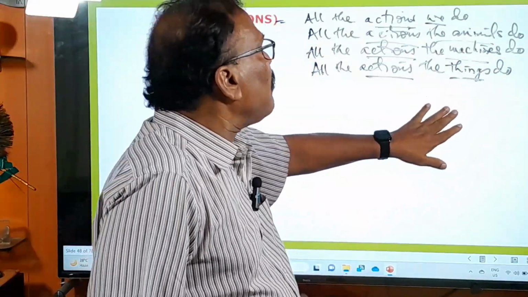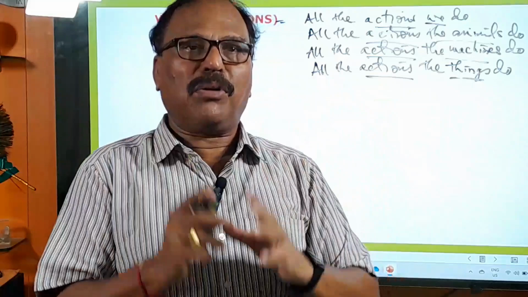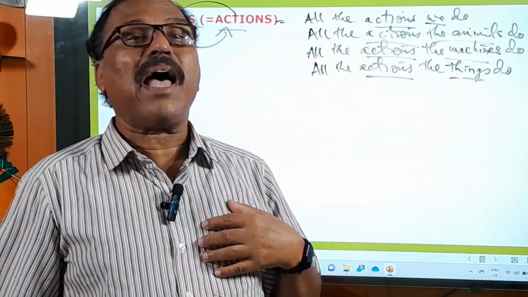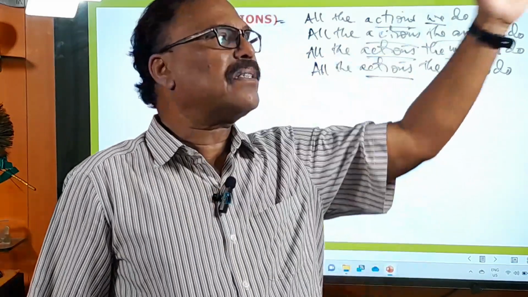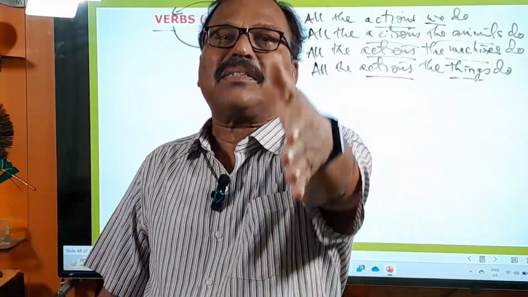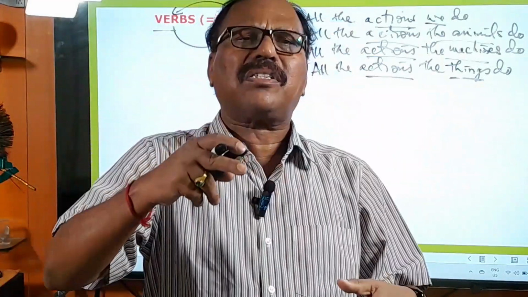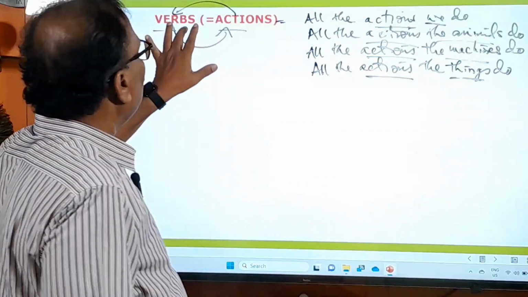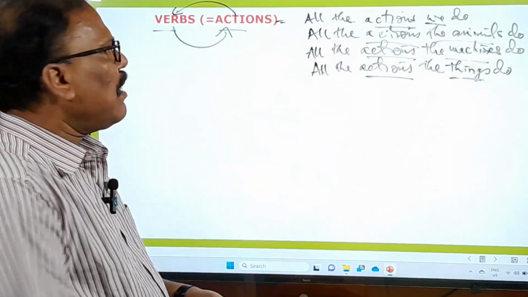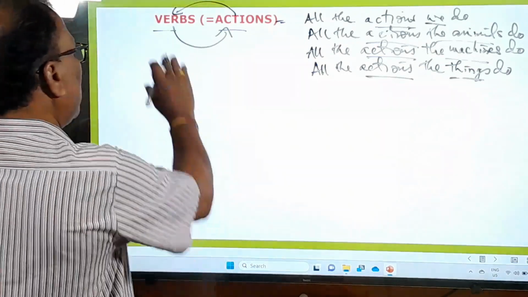Okay. So in this way, now you come to a conclusion. What are the verbs? Please keep this point in your mind. All the actions we do, we means we are the human beings, and all the actions the animals do, all the actions the machines do, all the actions the things do. These actions are called verbs. Directly speaking that. Okay, and let us take some examples to understand this concept.